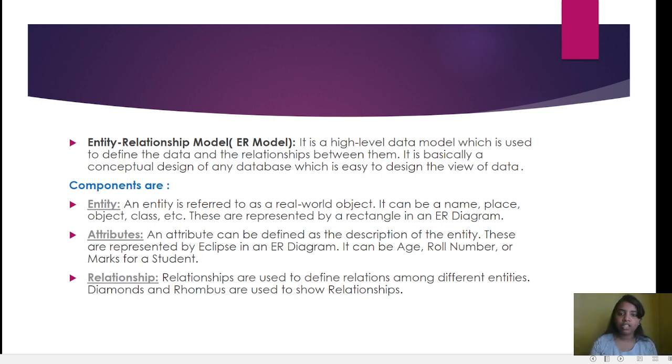Attribute. An attribute can be defined as the description of the entity. These are represented by ellipse in an ER diagram. It can be age, roll number or marks for a student. For the entity student, which is represented in a rectangle, the attributes will be marked in ellipses, such as age, roll number and marks or phone number. Anything we can take as an attribute for the student entity.